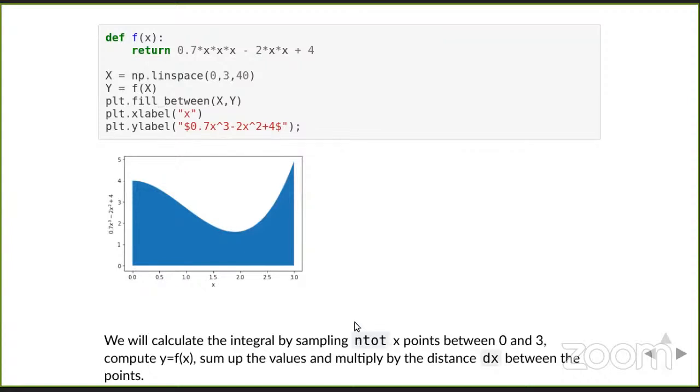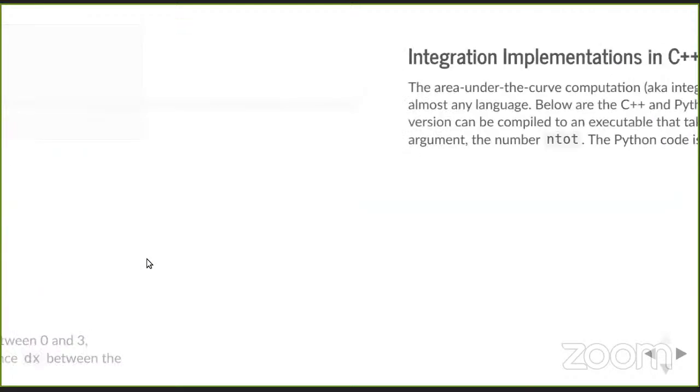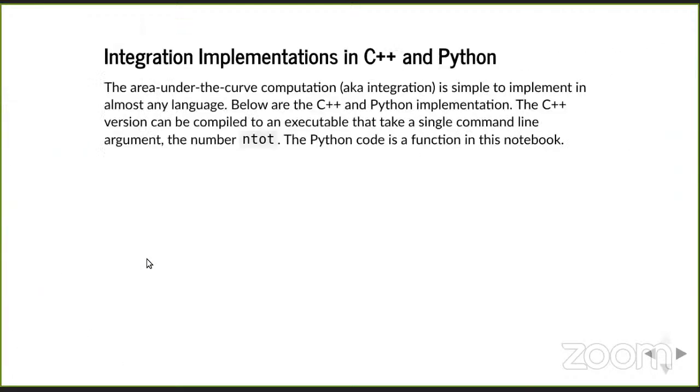And the number of sample points is called n tot between 0 and 3. And then we compute those x values on that grid. Then we compute what the corresponding function value is. We add them up. We multiply them by the spacing dx, so the spacing between each grid point. That's a way to compute an integral. There are slightly better ways. We don't care. We're going to do simple, sum up the values of the function on a grid. So that's very simple to do, this area under the curve or integration computation.